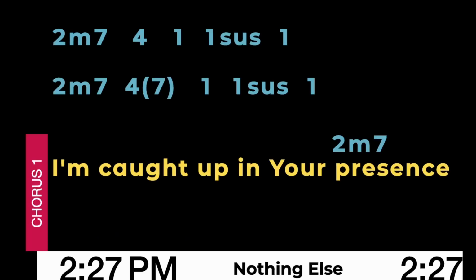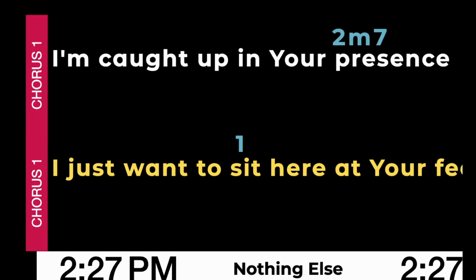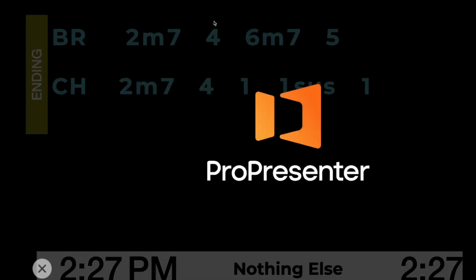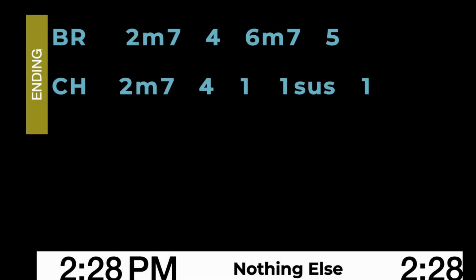Let's go to Nothing Else. Same thing. So here's a good example. At the end, for when we just have the click running and no tracks, I have it set to where I have the bridge chords ready and the chorus chords ready, and you just got to be able to sound it out. As musicians, worship musicians, we should be able to sound out what chords we should be playing at the moment.